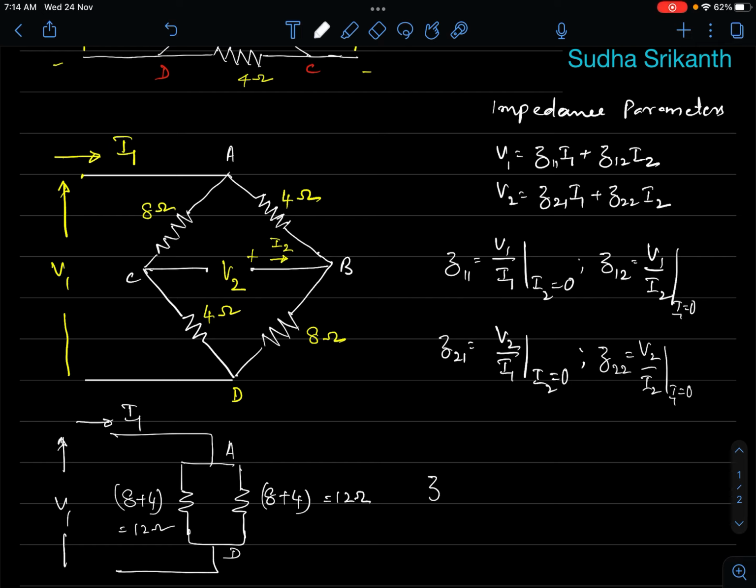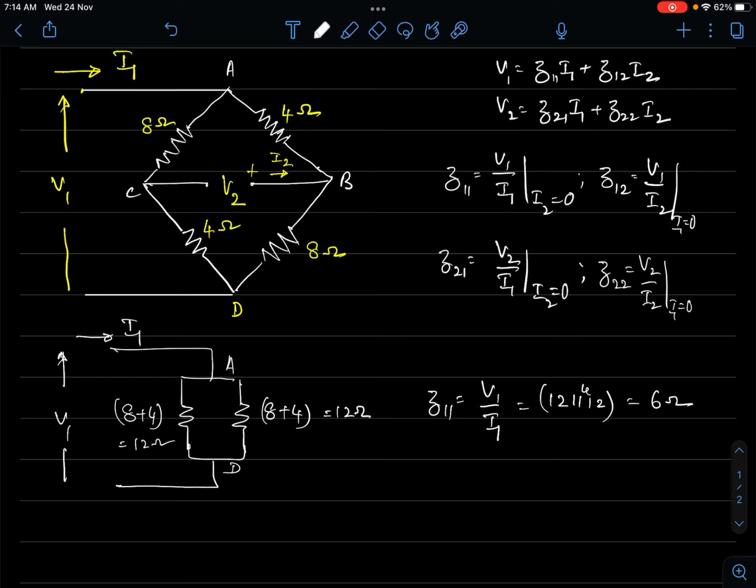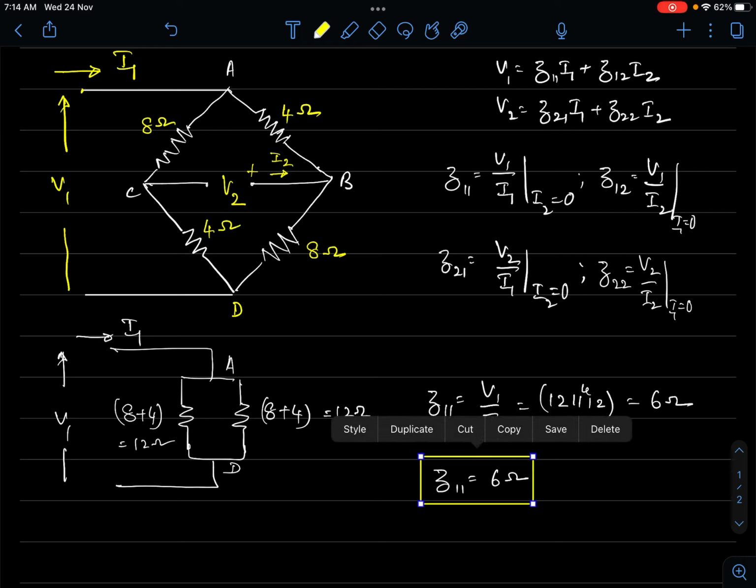So what I mean is, my Z11 now is equal to V1 to I1, which is nothing but the total impedance. This is 12 parallel 12, which is equal to 6 ohms. Alright. So Z11 equal to 6 ohms. So we have determined one value. I suppose that is clear enough, right?